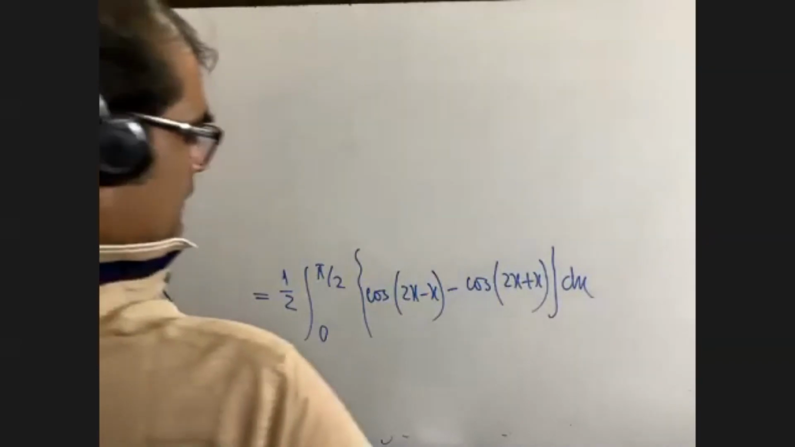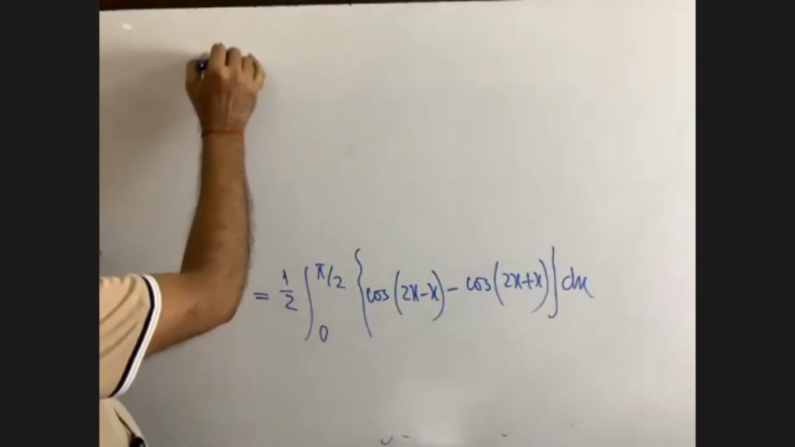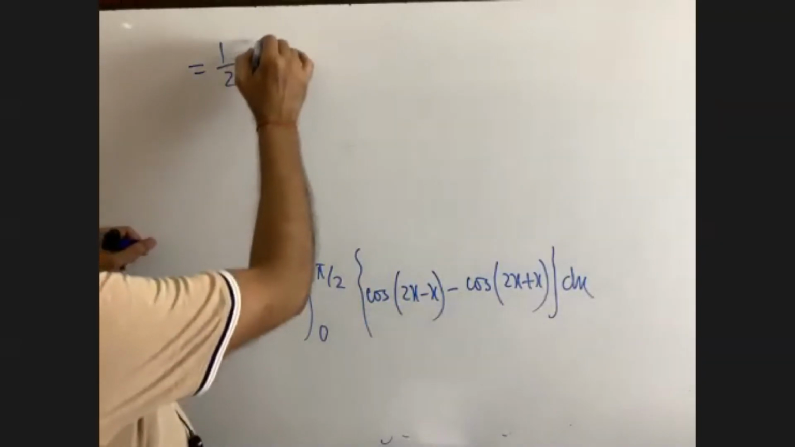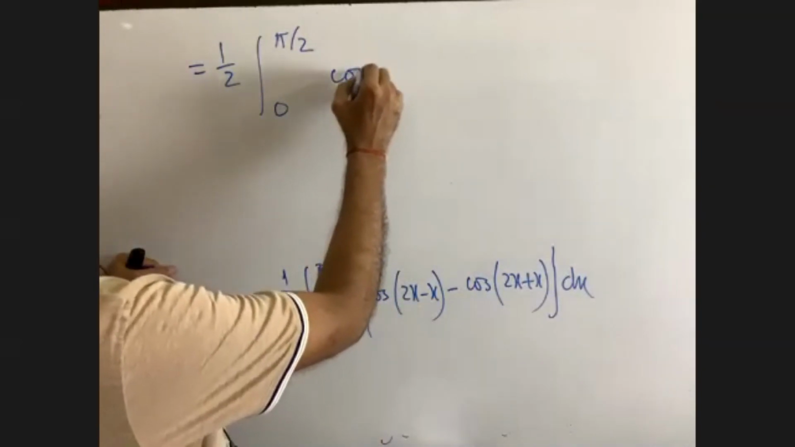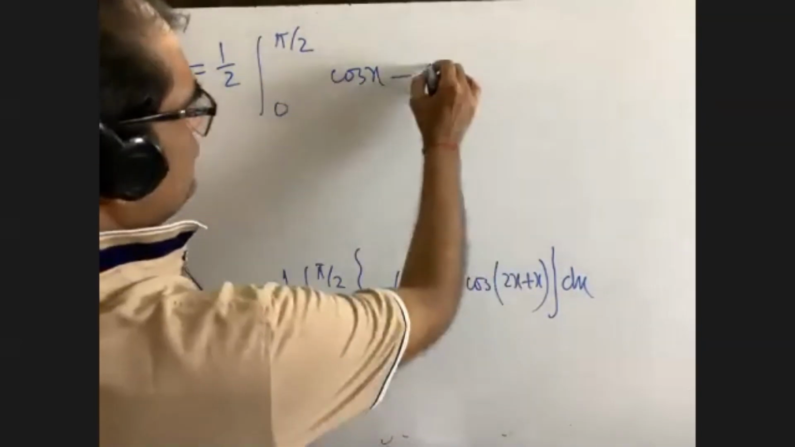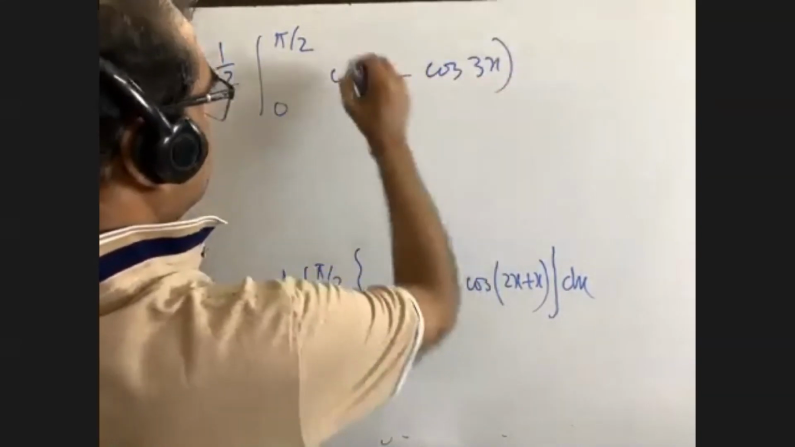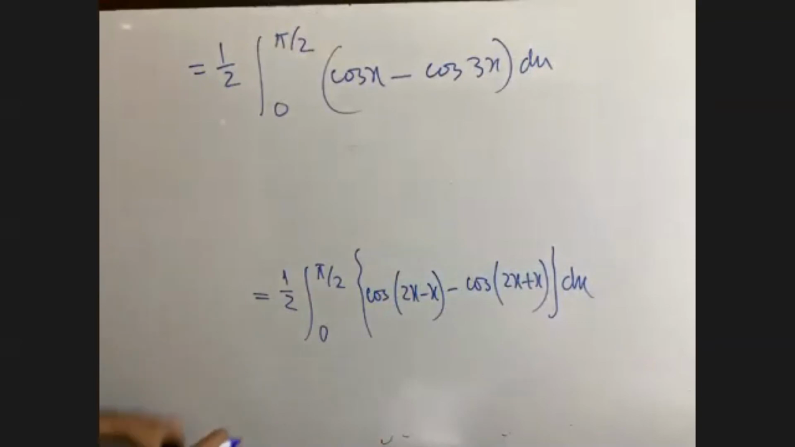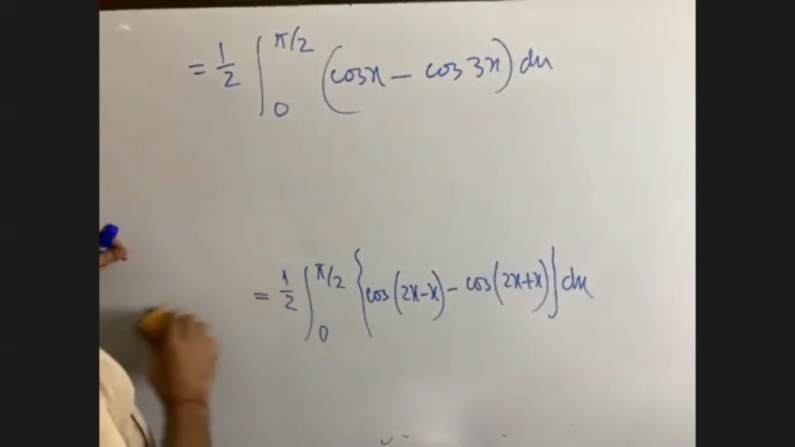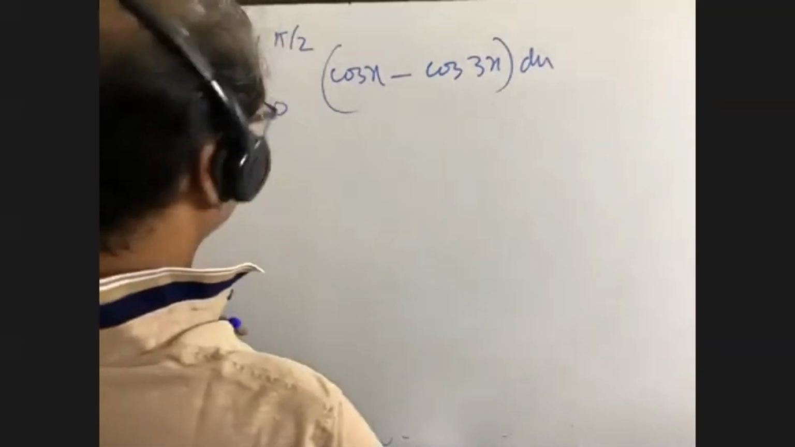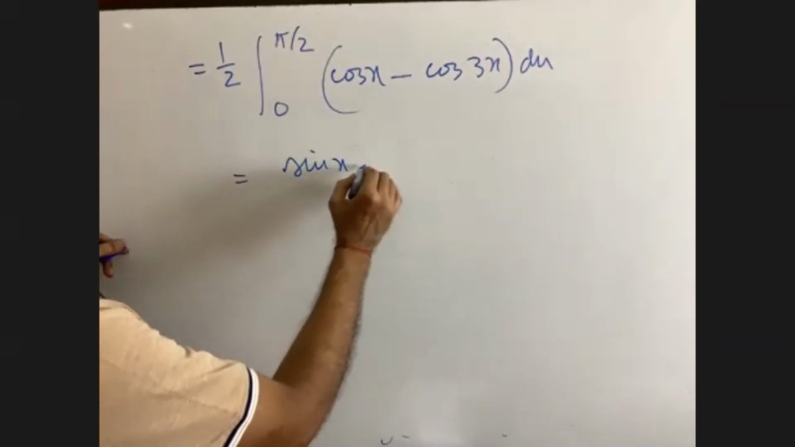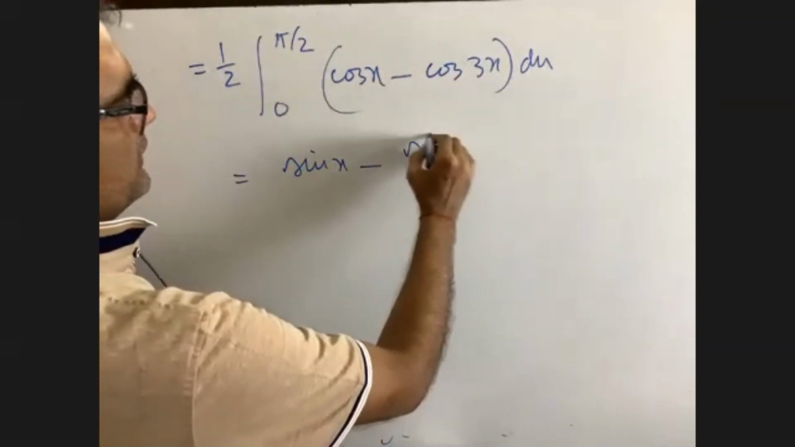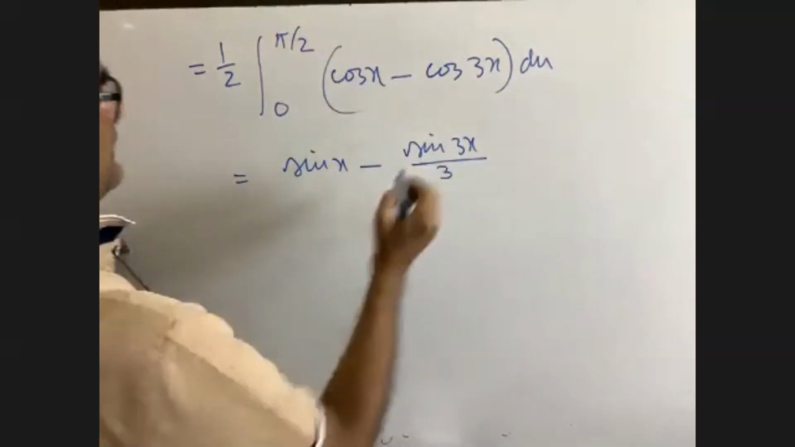Sir, please don't erase the last line. I know, if I rub, then how can I write integral from 0 to pi by 2 of cosine of 2x minus x minus cosine of 2x plus x, which is cosine 3x dx. Now it is to be integrated. Very easy and simple. Not a matter. You see, integral of cosine x is what? Sine x. Integral of cosine 3x is what? Sine 3x by 3.